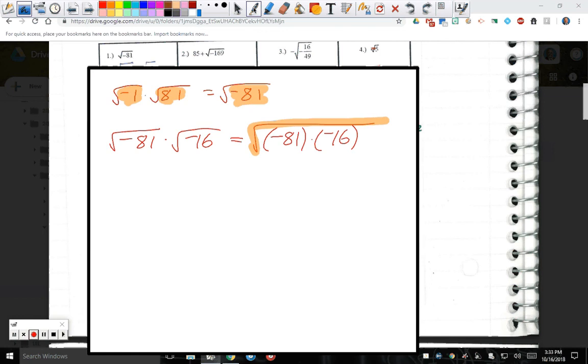What's a negative times a negative? Positive. What is the square root of 81 become? 9. So it's going to come out as a 9. What does the square root of 16 become? 4. So what's my final answer? 9 times 4, because the square root of 16 became 4 on the outside, so it's 36. But the answer is actually not 36.